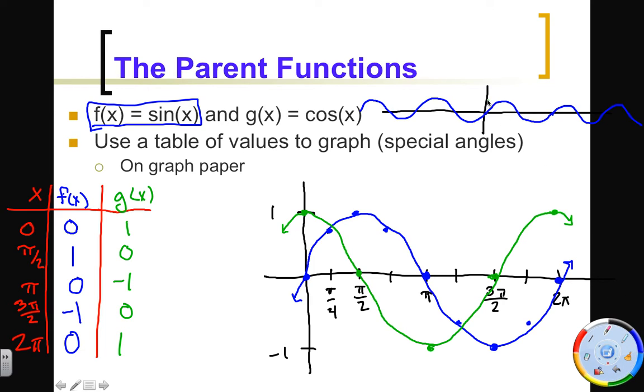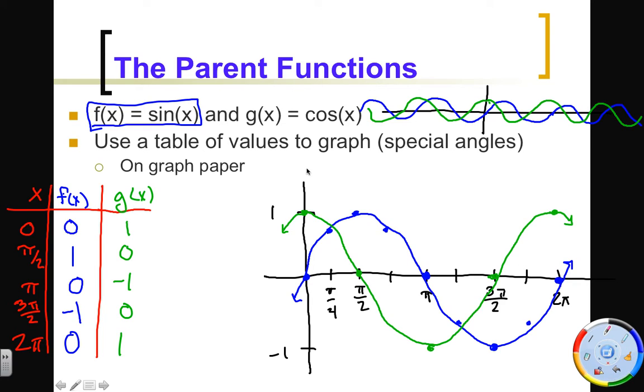Cosine is going to do the exact same thing. It's going to come here and go down, and let me make sure I get these things correct here so it looks like I know what I'm doing. All right, and then it just comes back here. Oops, missed a little bit. You get the idea. And this pattern just continues forever.